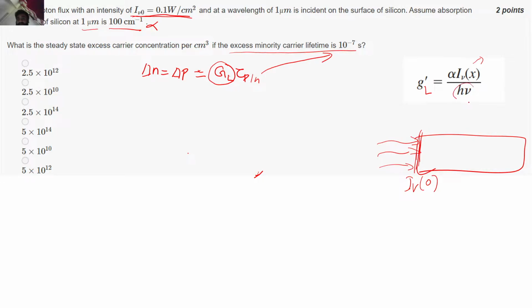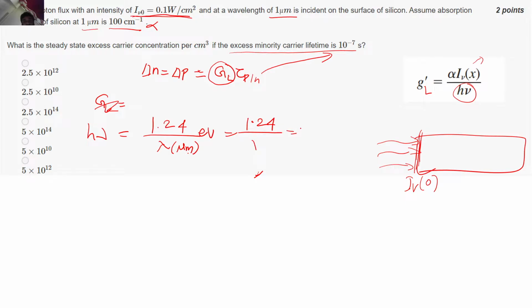So what is the value of h nu? We just want the wavelength, and even the wavelength has been given to us. So let's calculate the value of G_L. First let's calculate h nu. It is nothing but 1.24 divided by lambda in micrometers, and that too in eV. This you must have got from the lecture material. Lambda in micrometer is 1, so this is 1.24 eV. So we got the value of h nu now, and this is our formula, say equation A.